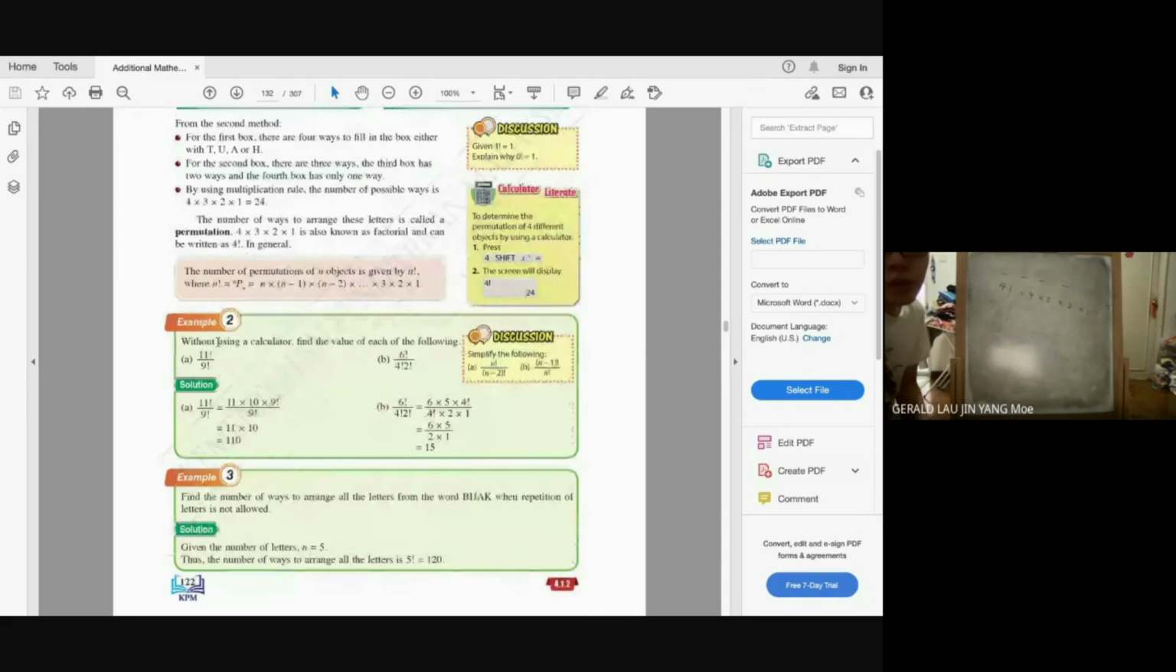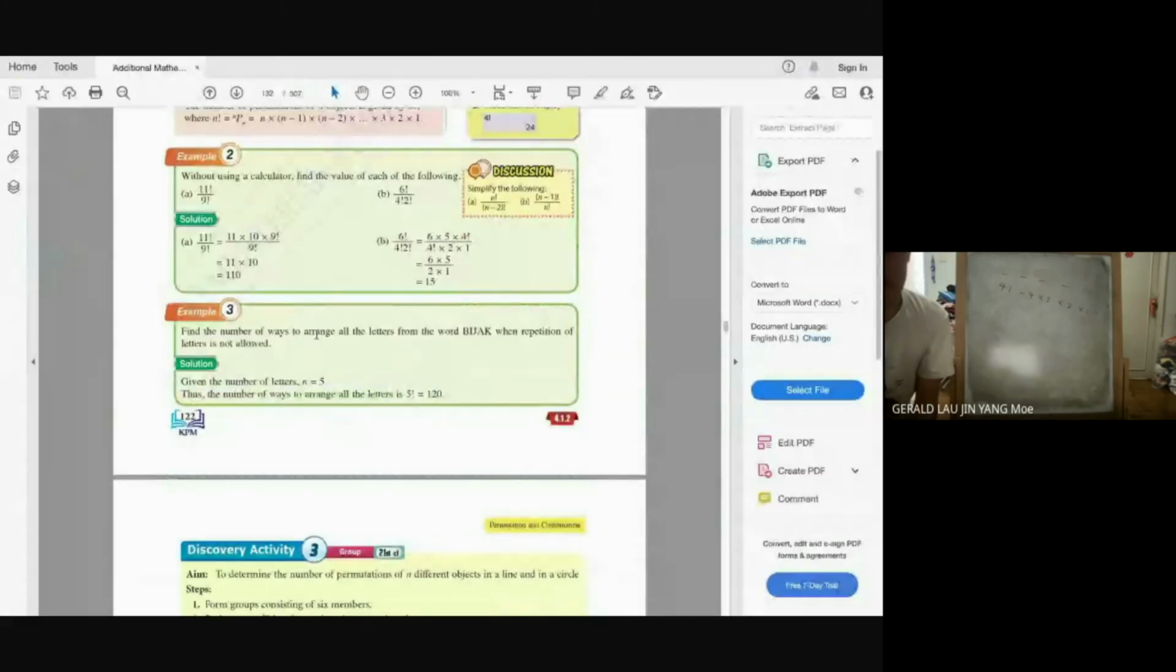How do we simplify the factorial? For this one, 11 factorial over 9 factorial, you just expand it until 9 factorial, then remove the factorial, so you get 11 times 10, which is 110. Next, 6 factorial divided by 4 factorial times 2 factorial, expand it, remove the factorial, and then 6 times 5 is 30, divided by 2 is 15.